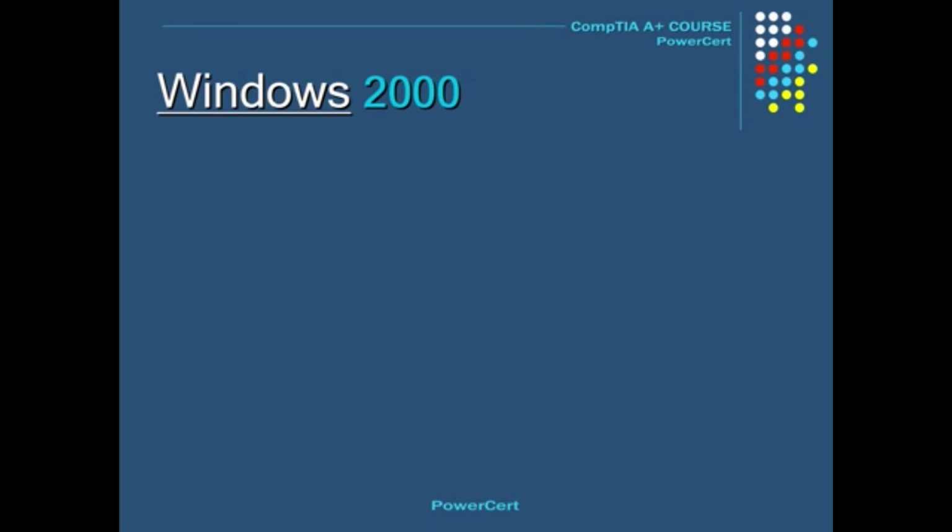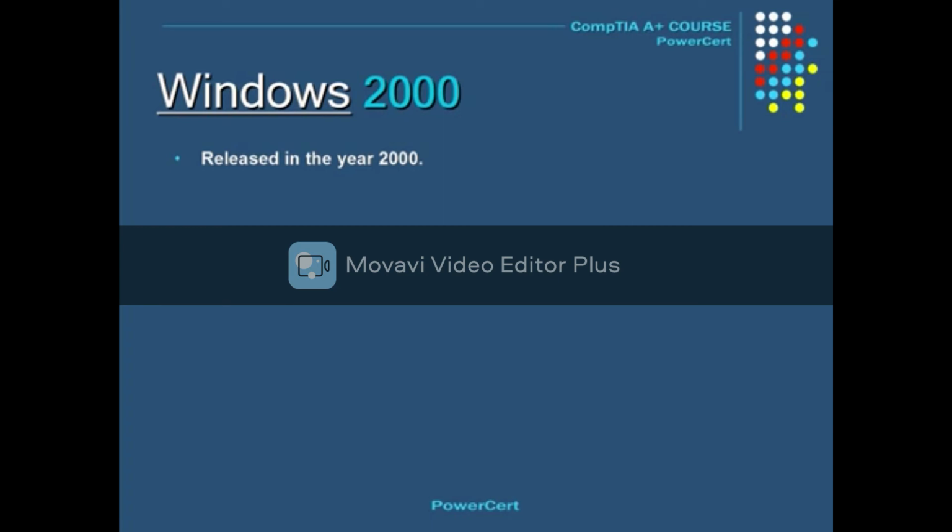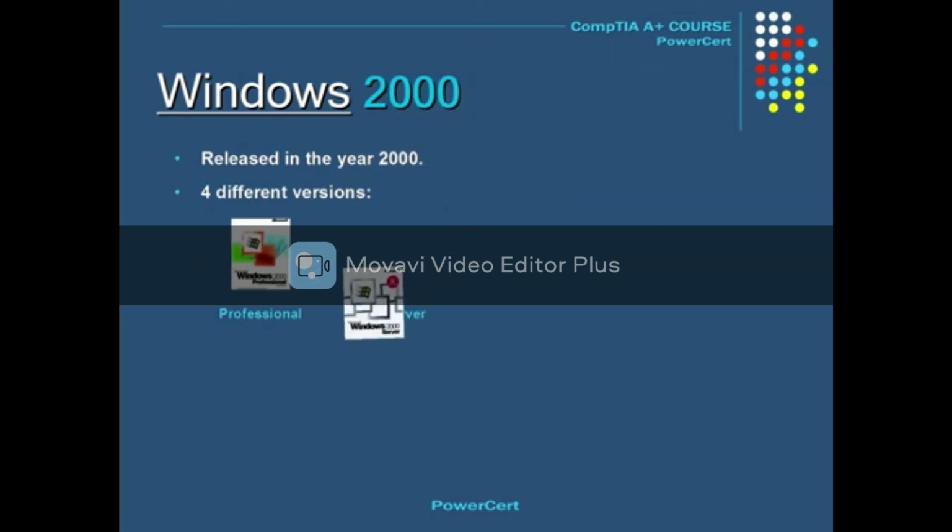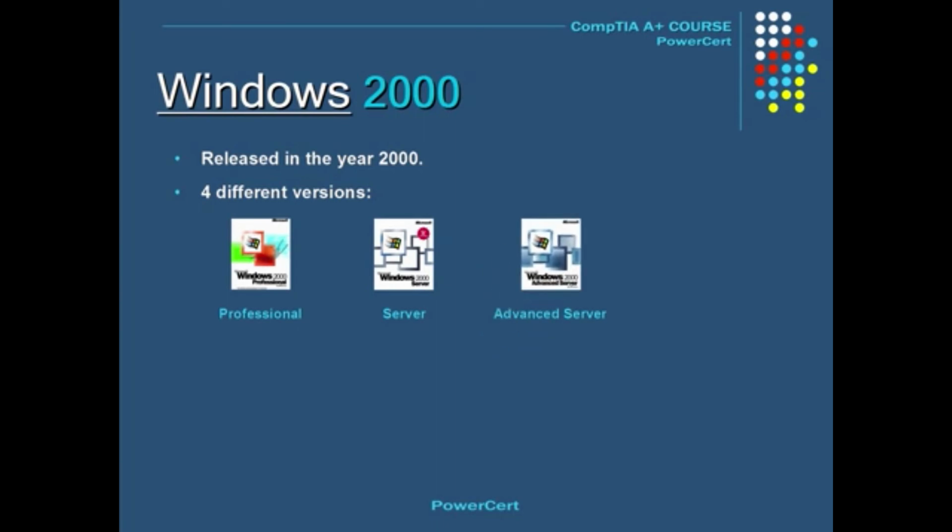Windows 2000 was released in the year 2000. It was the successor of Windows NT 4.0, which was released 4 years prior. Windows 2000 had 4 different versions. There was Professional, Server, Advanced Server, and Data Center Server.